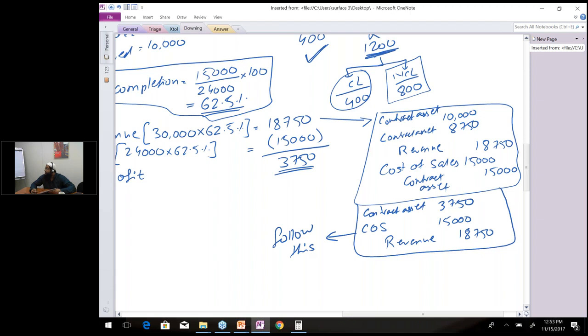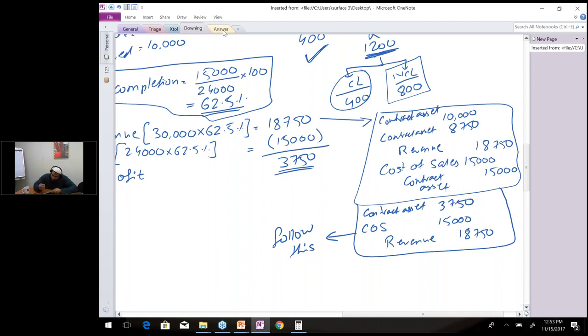Ahmed is asking whether the revenue of 18,750 is already included in the trial balance or not. How do I get to know this? Junaid, the revenue relating to the contract will never be recorded by the question. You have to record this on your own, always. So it will never be recorded in the trial balance on its own.